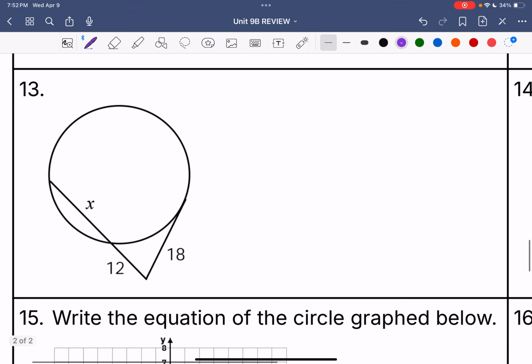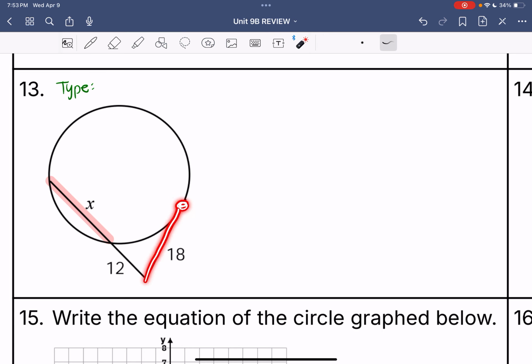The next one, so again, we're finding a segment length. Now x is that part of the line. This is intersecting outside of the circle, but even more importantly, one of the lines only touches the circle at one point, so that makes it a tangent. The other line touches the circle at 2 points, making it a secant. So this is a type 3 kind of problem.